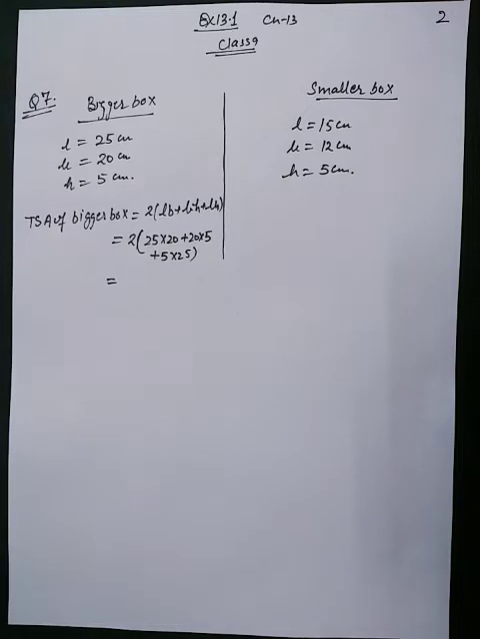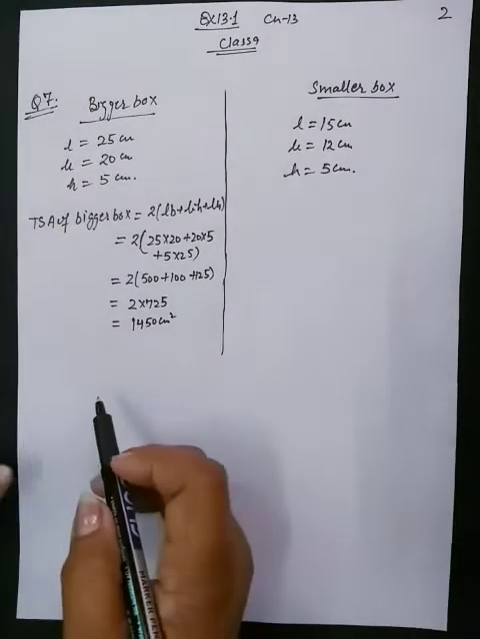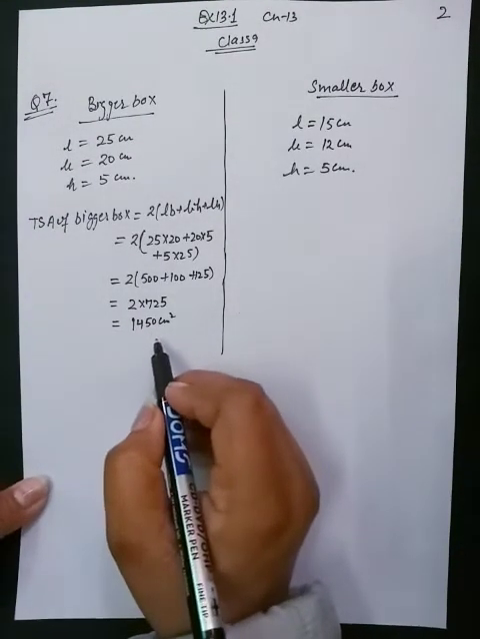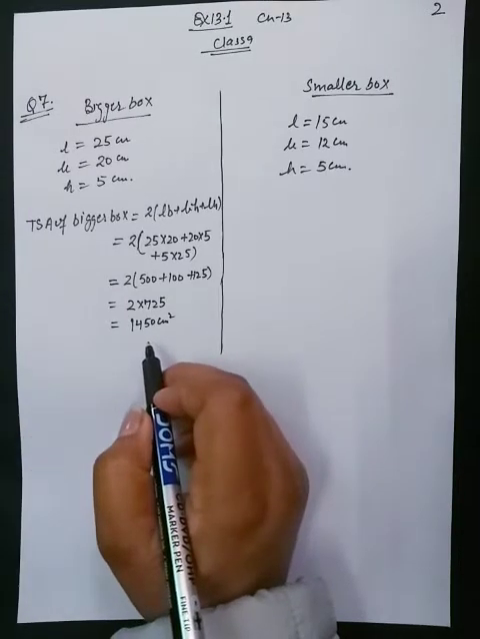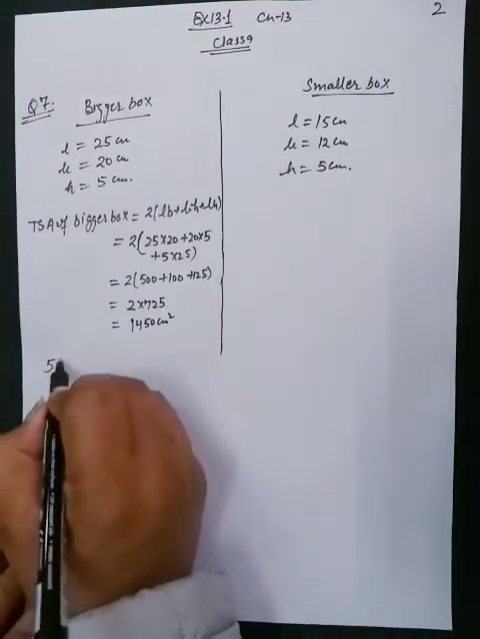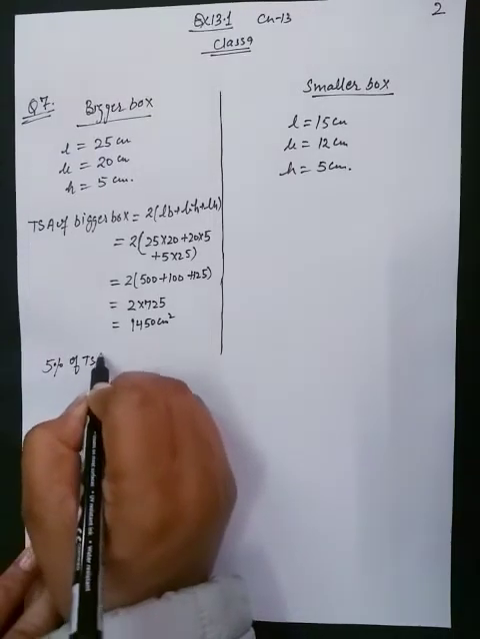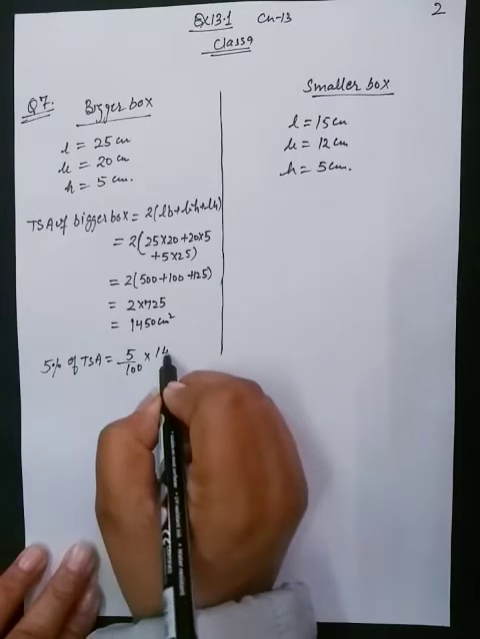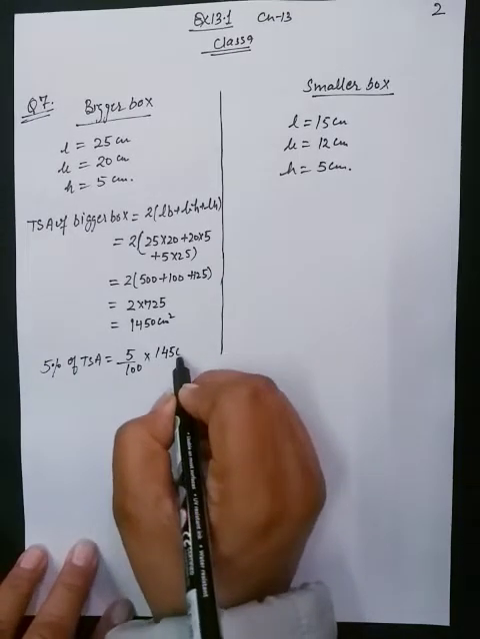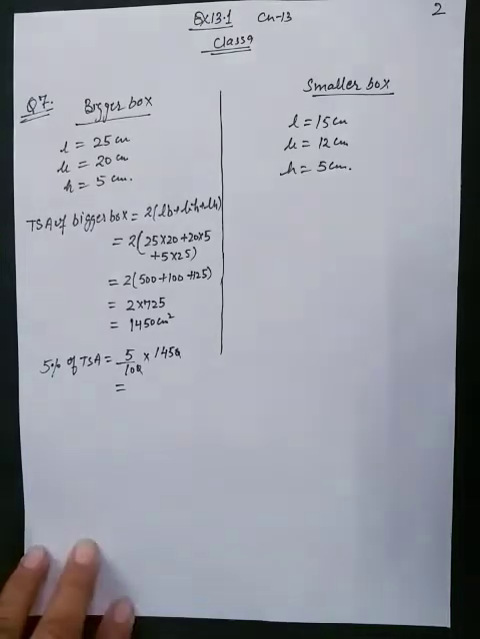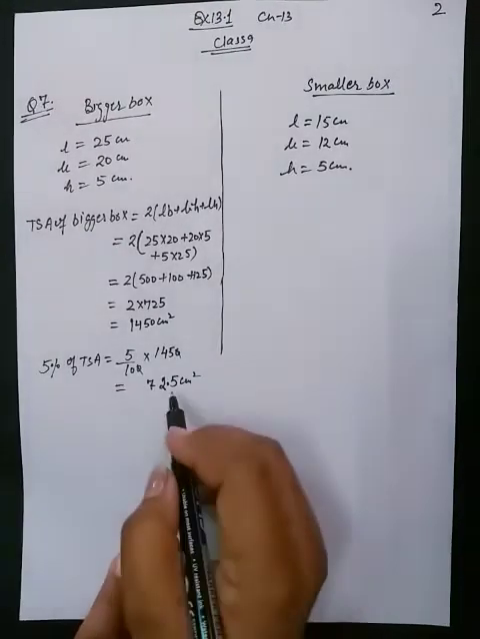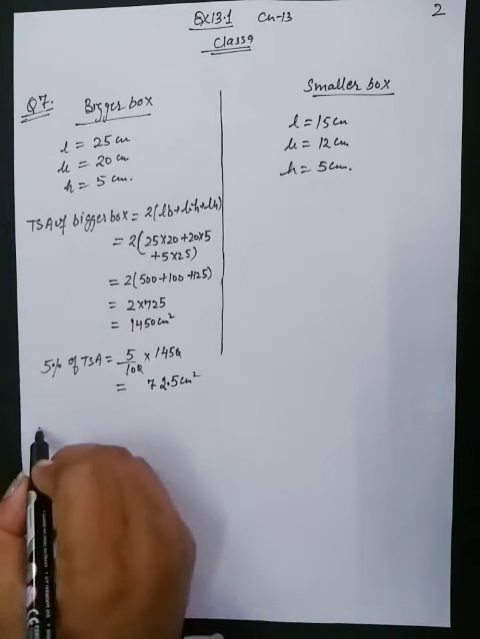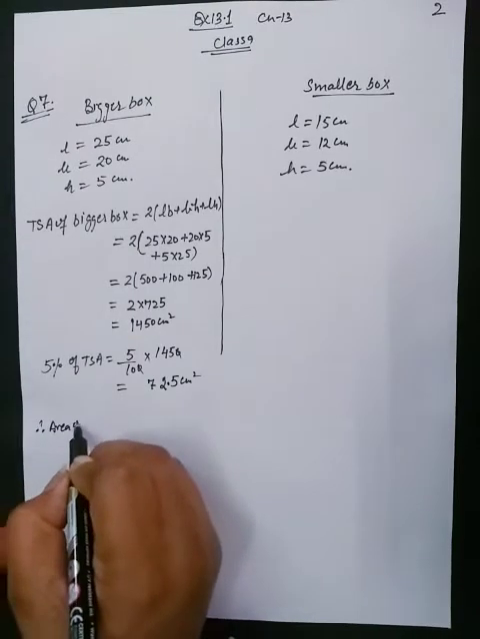We are going to find the TSA of both types of boxes first of all. Now this is the TSA of the bigger box, but in this TSA 5% extra is needed. So 5% of TSA will be 5 by 100 multiplied by 1450, and this will be equal to 72.5 centimeter square.